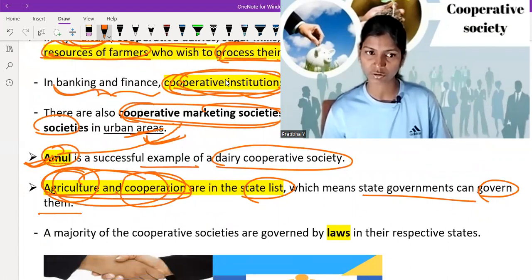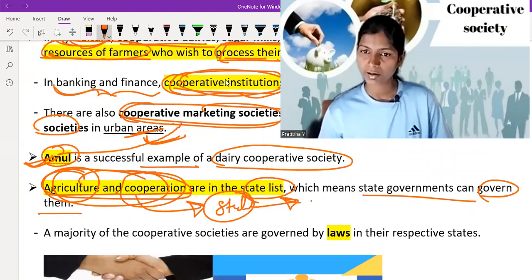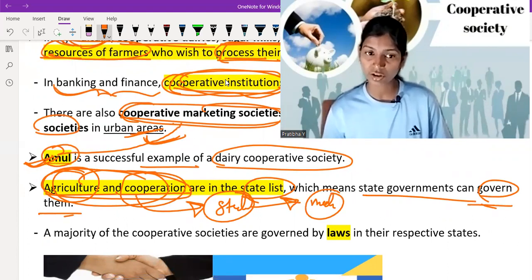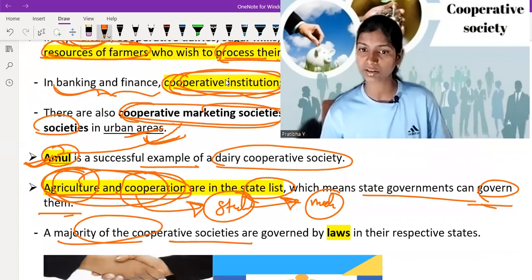Agriculture and cooperation is a state subject, in the state list. So the state government has much of the say, or you can say most of the say, in governing them. A majority of the cooperative societies are governed by law in their respective state.